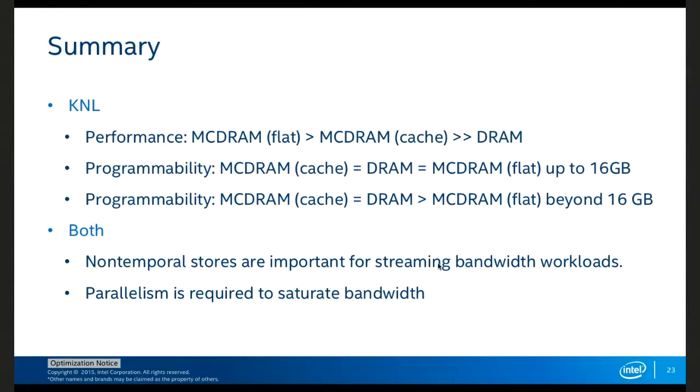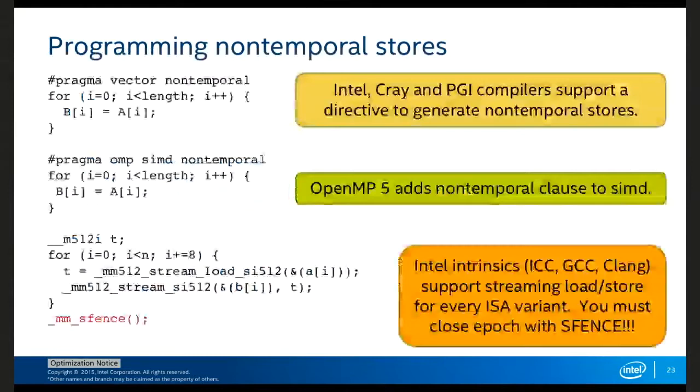So if you're running things like matrix transpose, moving a lot of streaming data, you care about this. And you really need parallelism to saturate bandwidth. Obviously, your laptop probably gets most of the bandwidth out of a single core, but in a server part, you really need parallelism if you're moving data.